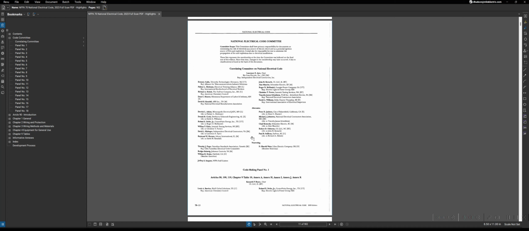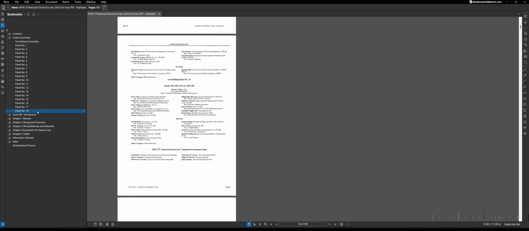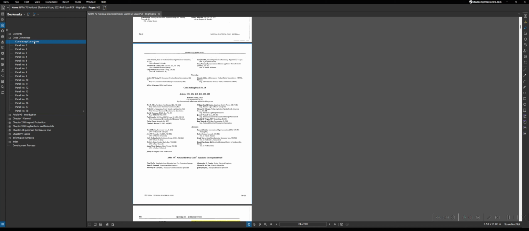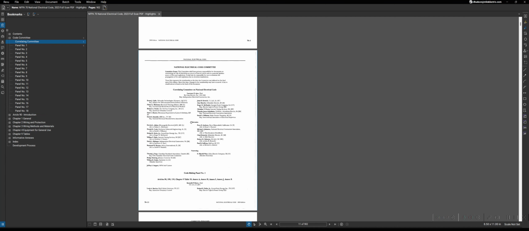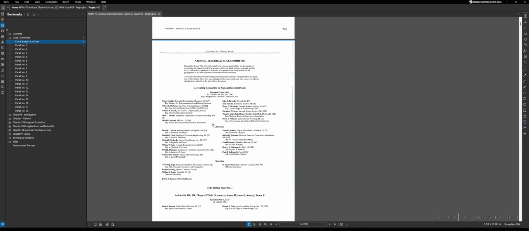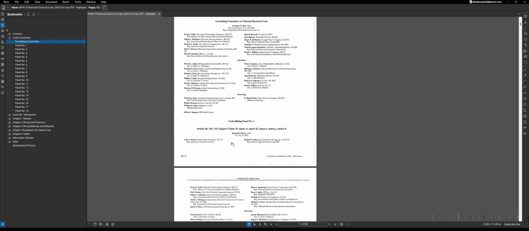The code making committees are a series of groups. If you pay attention to my bookmarks here, you can actually see there are 18 total of them, as well as a correlating committee, who have essentially the responsibility of writing the code. Now, it's a little bit more involved, and we'll see here in a minute, than just they come up with the rules and they write them. However, they are ultimately the ones responsible for wording and placing into the code the requirements that are in it. And again, if we were to go through here, you would see there are over 500 members.